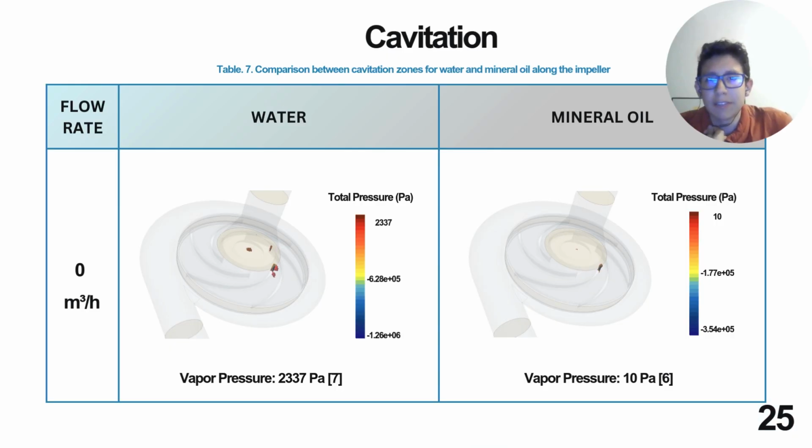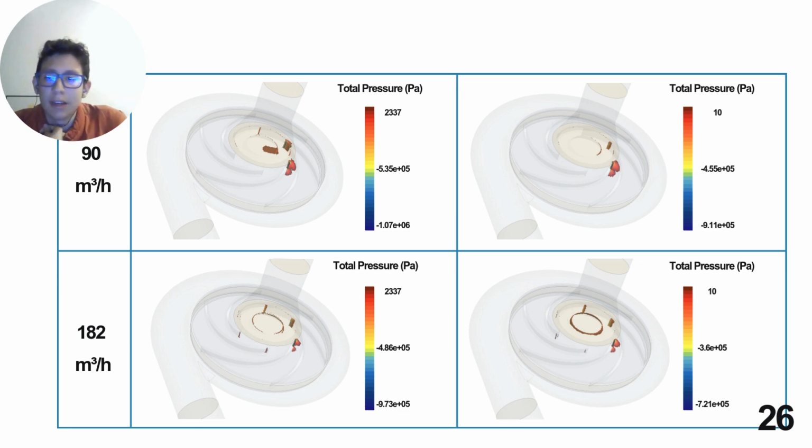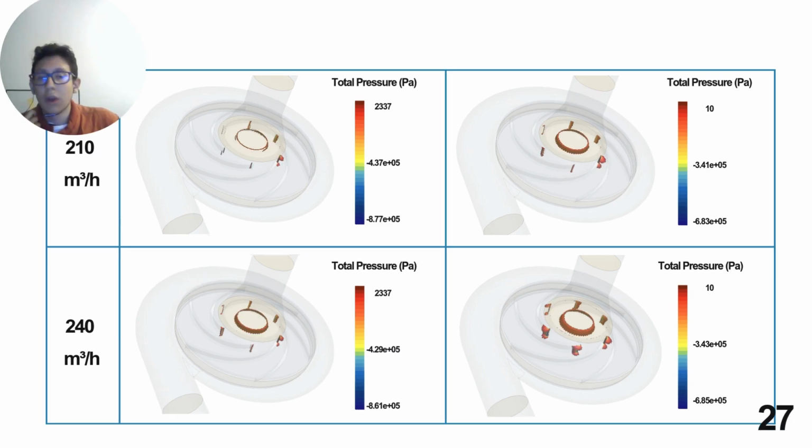Now let's take a look at the cavitation. For this analysis, vapor pressures at 20 degrees Celsius were collected from literature, and they are presented on the slide. Since water is more volatile, it is expected to face more cavitation problems with that fluid. One can also see that for both fluids, the greater the flow rate, the more cavitation zones there are. And this follows Bernoulli's principle. When velocity increases, pressure decreases, getting sometimes dangerously under the vapor pressure limit.